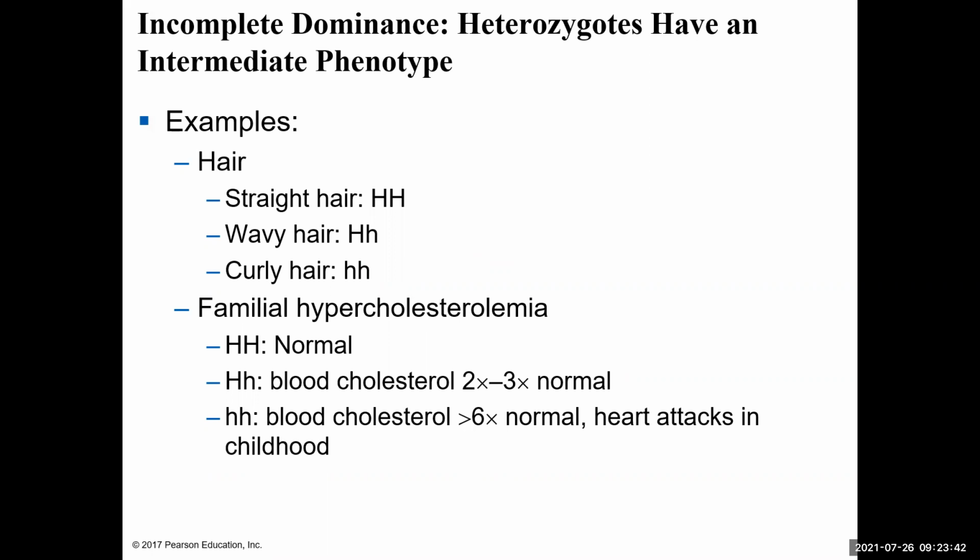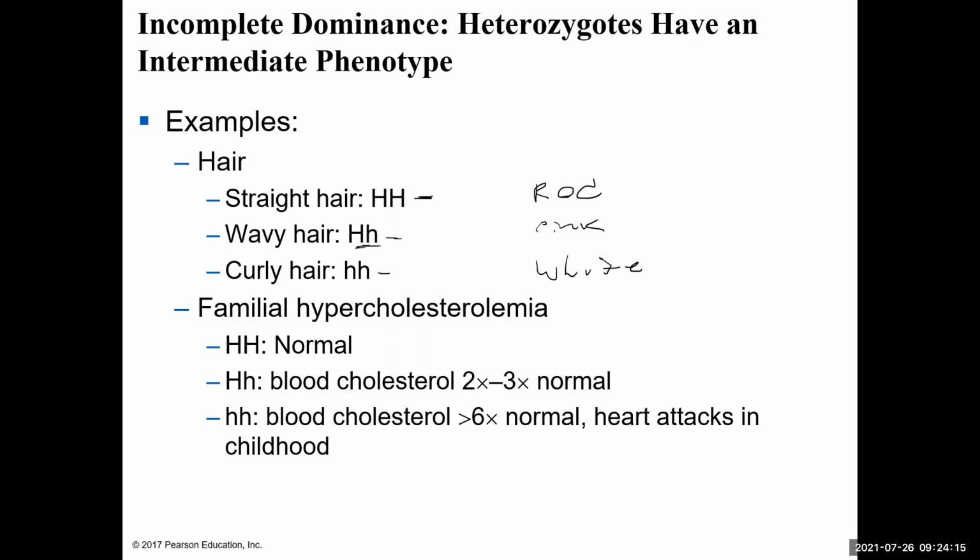So for example, let's say we're looking at hair. Let's say the dominant trait is straight hair, the recessive trait is curly hair. So the intermediate form, the heterozygous form, is going to be wavy hair. Another example is flower color. So let's say the dominant trait is red, the recessive trait is white, so the intermediate, the heterozygous trait, would be pink flowers.